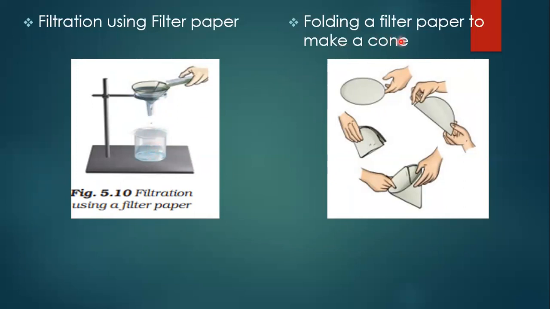And this figure shows how to make a cone from the filter paper, or folding a filter paper to make a cone. For that, a filter paper in the shape of a circle will be taken. Then the filter paper will be folded in the form of a semicircle. Then that semicircle filter paper will be folded to get a cone shape. See, here filter paper is folded to get a cone shape. This cone shaped filter paper is kept on this cone, so that the solid particles will remain in the filter paper.